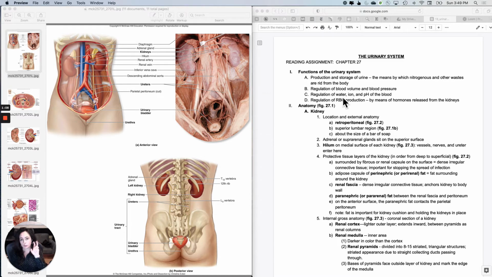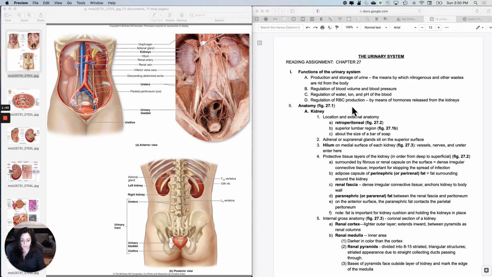And by choosing what to get rid of, the urinary system ends up regulating the water content, the ion content, and the pH of your bloodstream. And then the urinary system does a few more other things. It also regulates red blood cell production. There's a hormone called EPO, or erythropoietin, that is produced by the kidneys and targets the bone marrow and tells you when you need to make red blood cells. Okay, so we are going to get into the gross anatomy of the kidney.